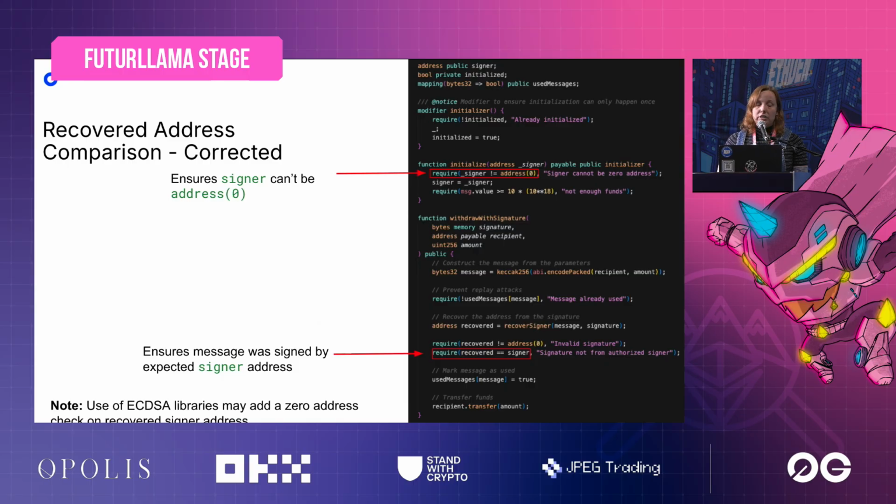And again, just to note, some ECDSA libraries do have the 0 address check, but a lot of the times we want to specify the signer. So it would oftentimes go beyond just what's inside the library.